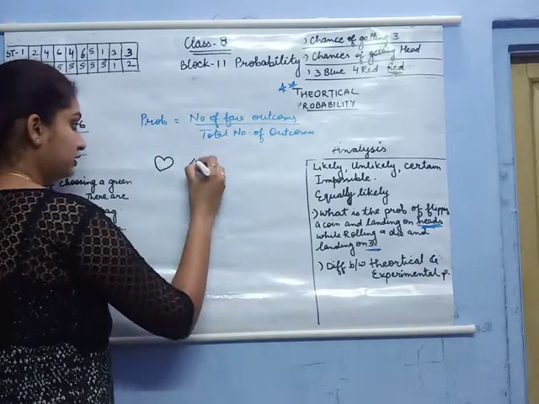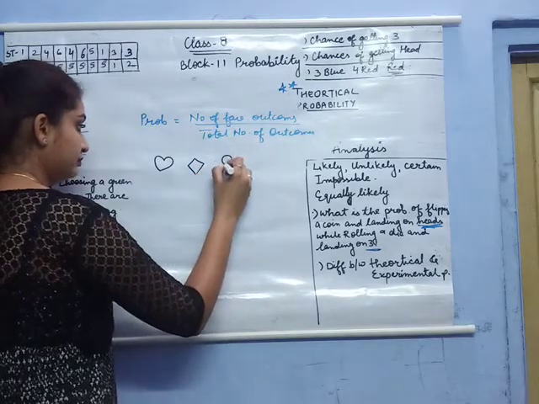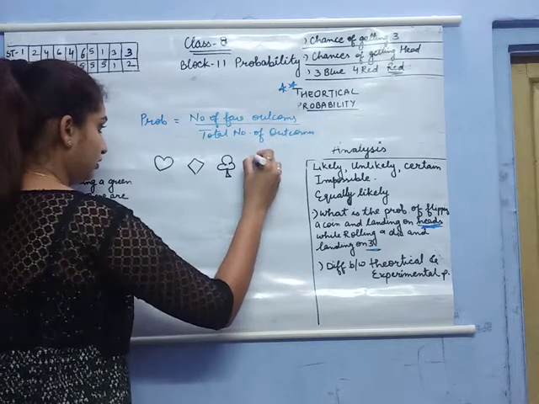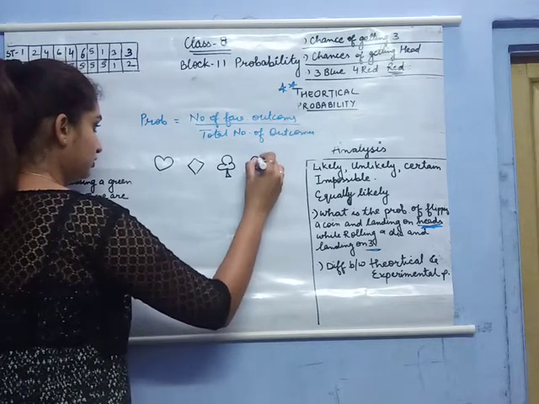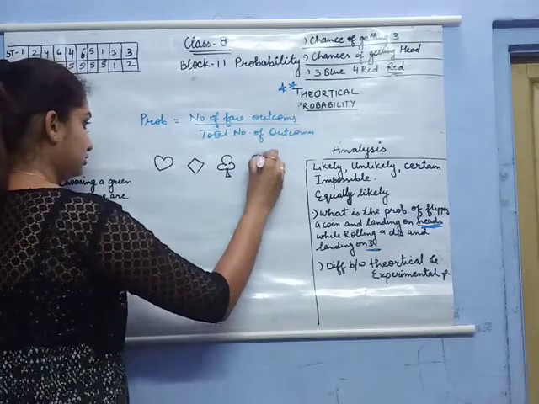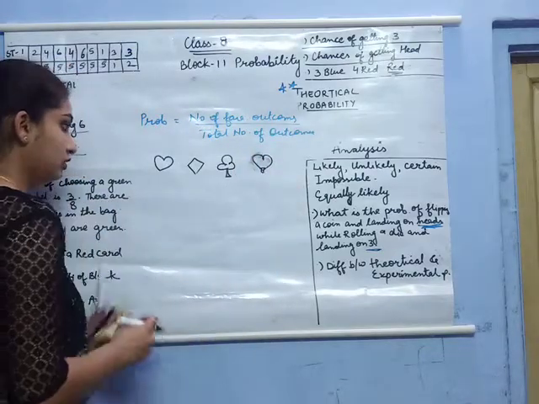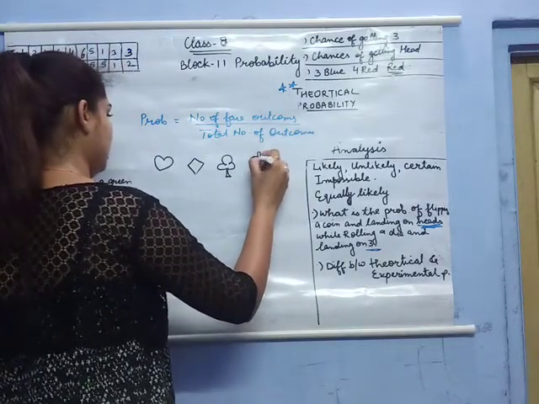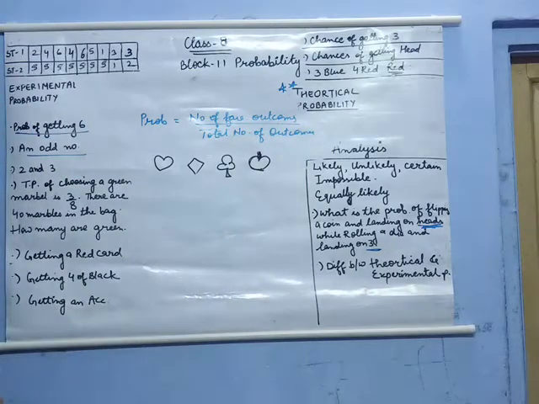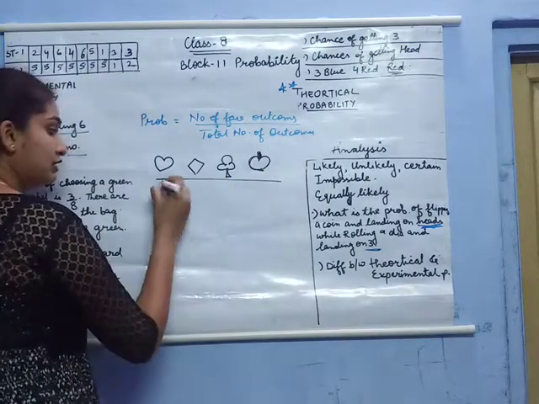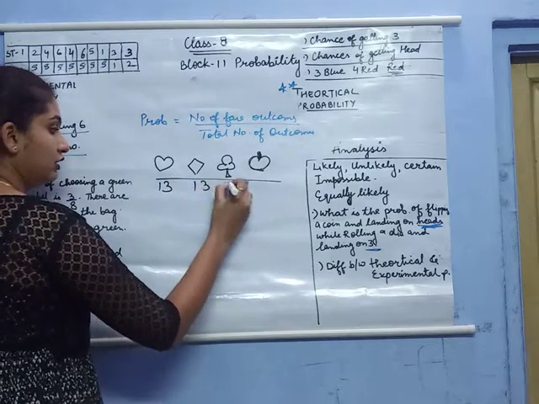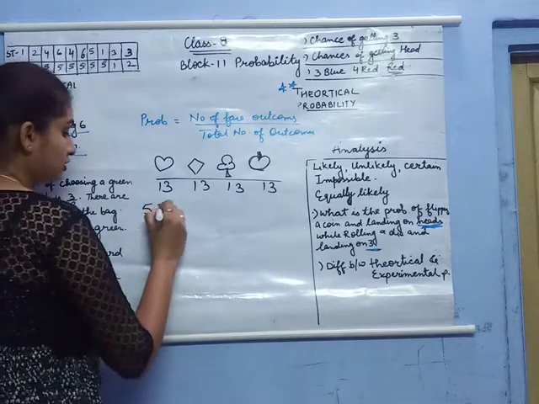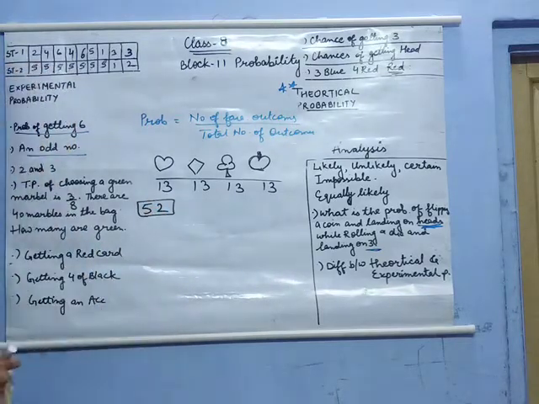Heart, diamond, spade, and one more. So divided into 4 equal parts. 13 cards of heart, 13 cards of diamond, 13 cards of spade, and 13 cards of club, right? Total there are 52 cards.